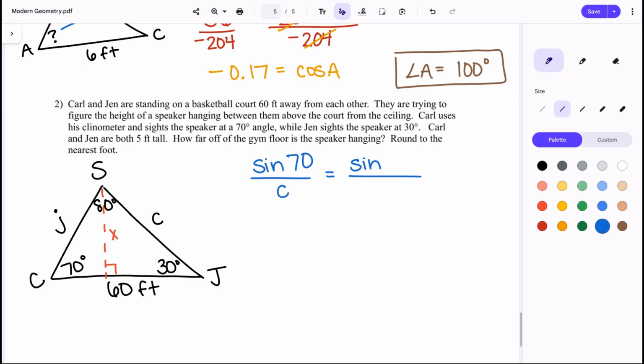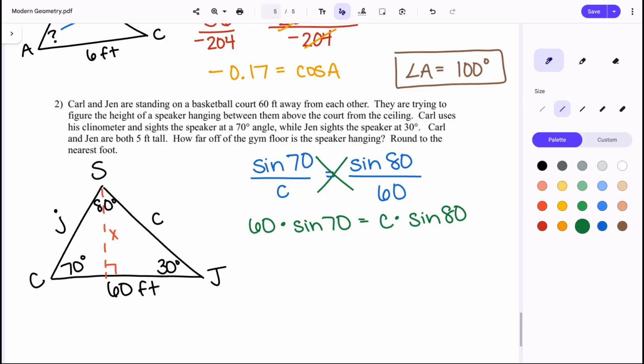Now on the other side, I don't want any variables. So I need sine of another angle, and I need the side that's across from it. Sine 80 over 60. Very good. You have to use the 80 and the 60 because we don't know what the other side is. So I don't want to use little j because then I'd be stuck with two variables. How do we solve something that is written like this? Cross multiply. So we'd have 60 times the sine of 70 equals c times the sine of 80.